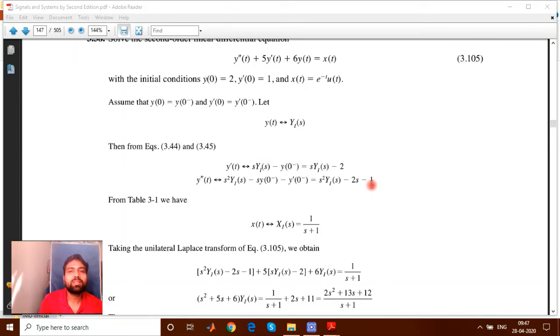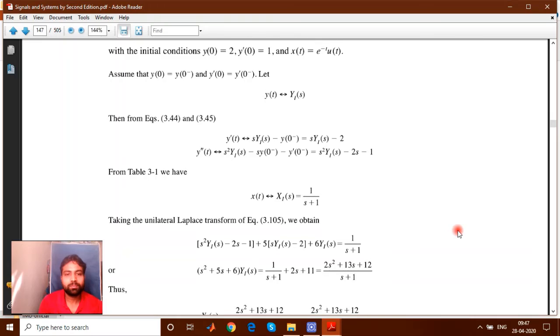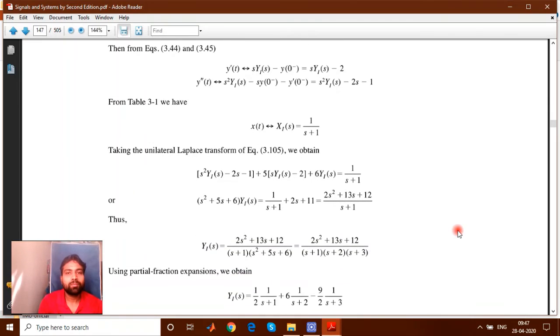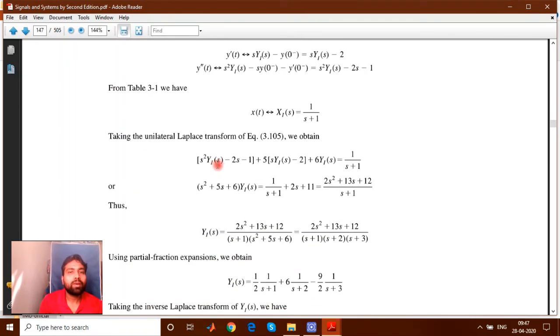Once we get all this, what is the target? You have now all the terms in Y(s). Separate this Y(s) using the equation. So putting y double dash s, putting y dash s and y(t), y dash t, and so on, and putting X(s), we have Y(s) and Y(s). Take this Y(s) as common and make the function in terms of this one.